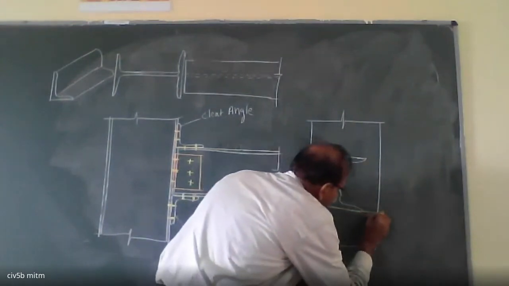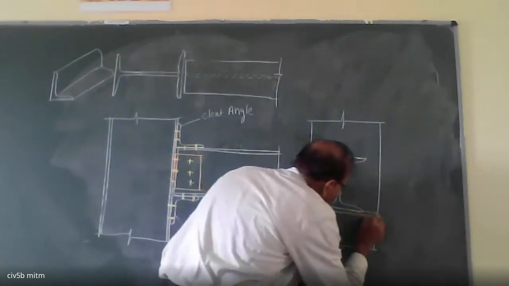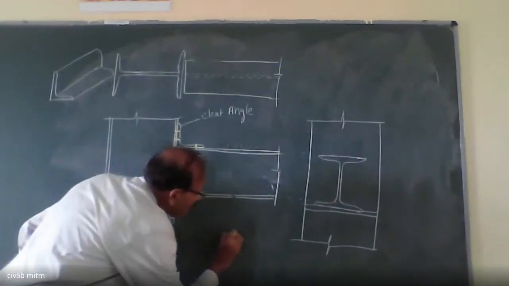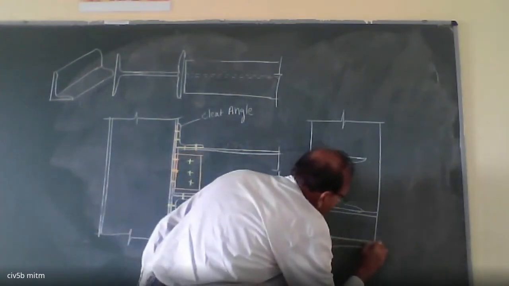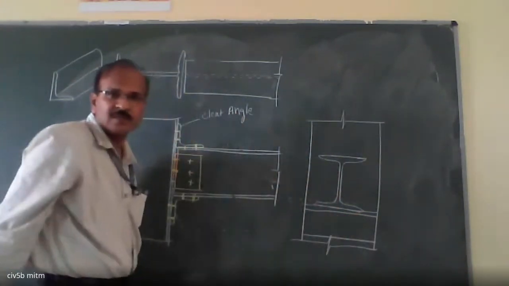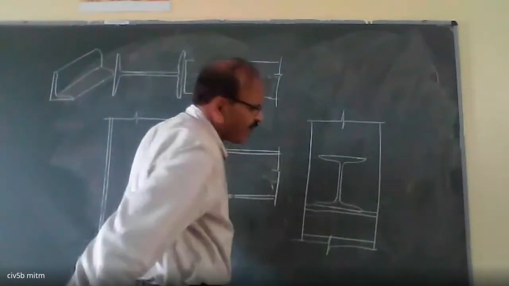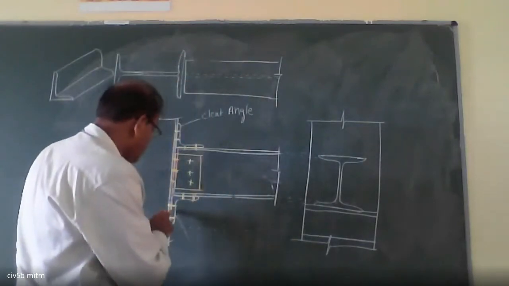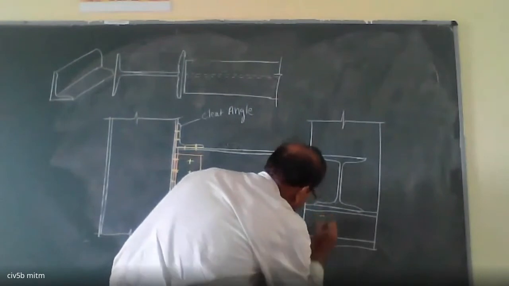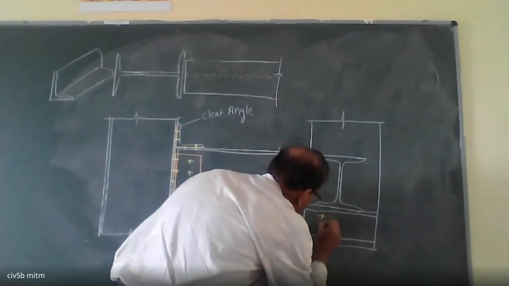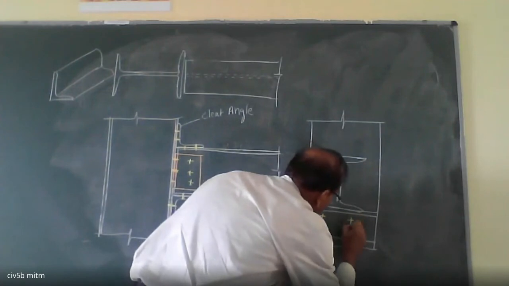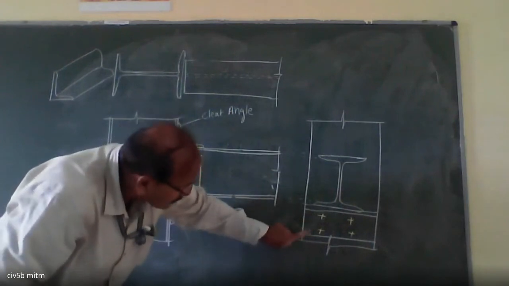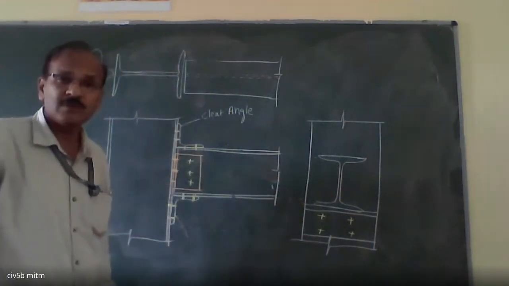The angle can be run over the whole width of the flange of the column, or only for this width. Again, you can cut the angle to any required size. Then this and this beam we are going to provide here. So these bolts are passing through the angle and passing through the flange of the column. That way it is connected.